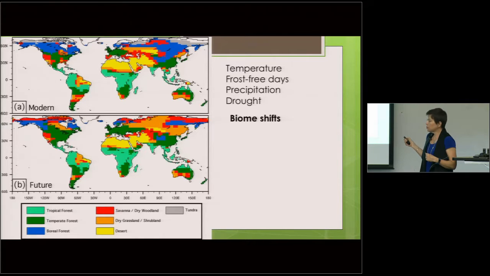And with changes in temperature, changes in frost-free days, changes in precipitation, and increased drought, we also get biome shifts. So over time, the natural plants and habitats are going to shift. For example, up here we see a lot more dry grassland as opposed to temperate forest. We see increased savanna up here, and so on. So those are going to have some pretty big consequences.